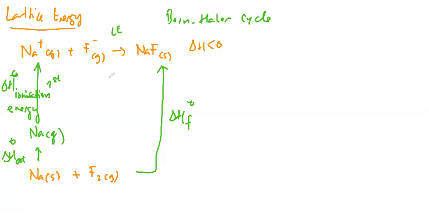How about this one? How do we convert F2 to F−? You only need one F here, but what we need to do is atomize again. So F2 becomes F(g). This one is delta H atomization theta, but we cannot say that yet because, first and foremost, this equation is not balanced.